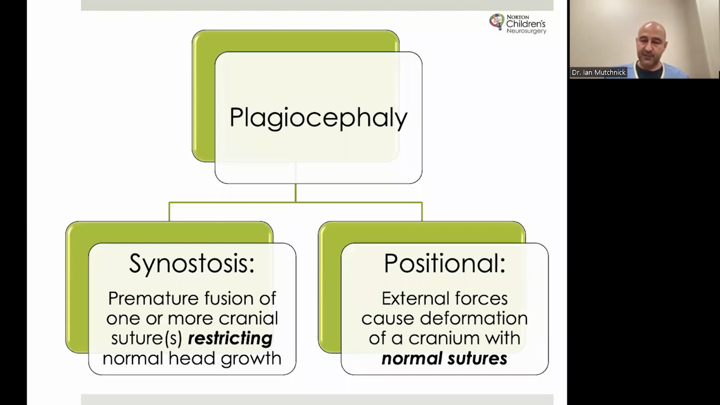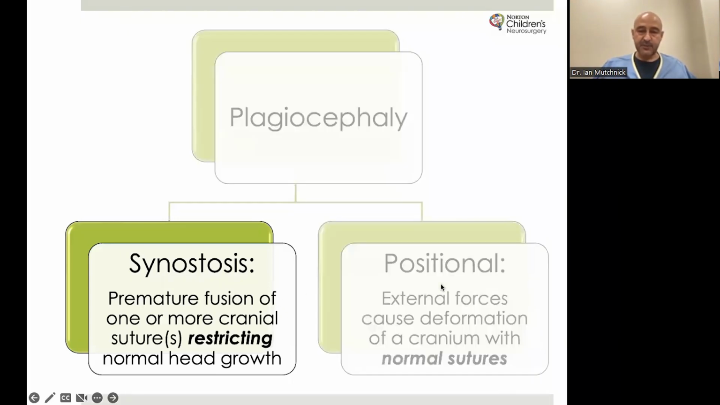Positional plagiocephaly is when external forces cause deformation of a cranium, but the sutures are normal. You can palpate those sutures and see if there's ridging or if there's the more familiar little crack there. Deformational plagiocephaly does not deform the skull base, but synostosis absolutely does. So if the orbital rim is odd, or if one occipitomastoid protuberance is lower than the other, that's a strong indication that synostosis is happening and not positional plagiocephaly.